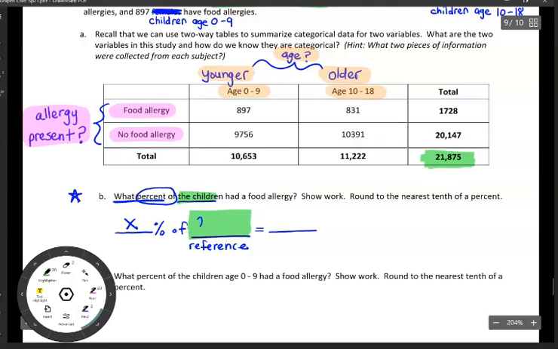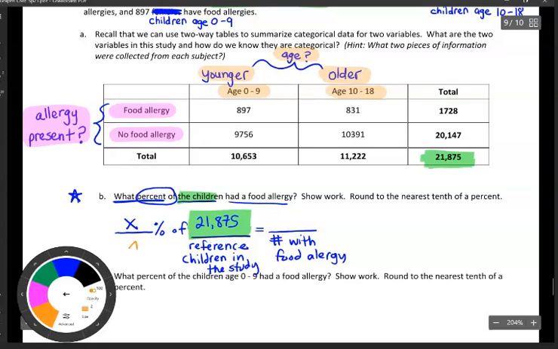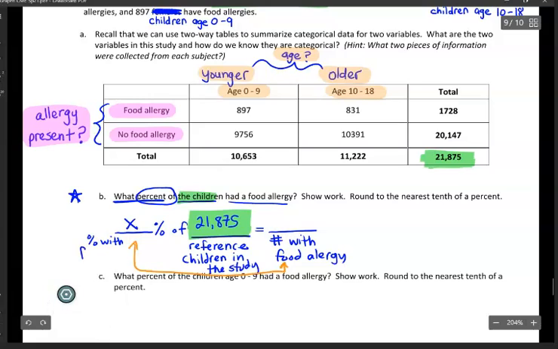So that's going to be all the children in the study. So what percent of the 21,875 children in the study? So what percent of the children in the study had a food allergy? So this is going to be the number that have the food allergy. So number with food allergy. And remember, in our template, the bookends have to match. They have to be describing the same thing. So we're finding the percent with a food allergy in my first slot of the template, and then our number with the food allergy.